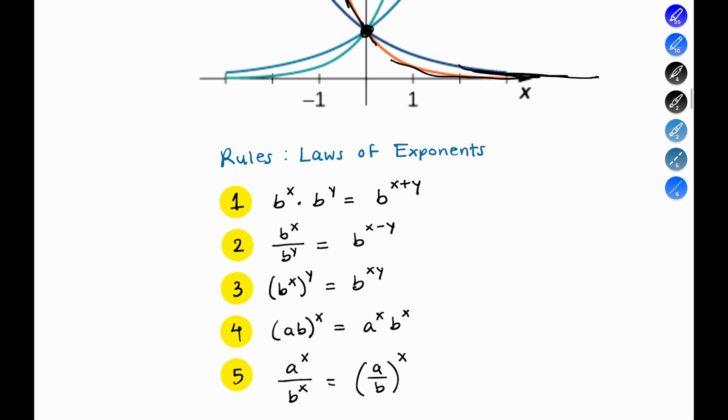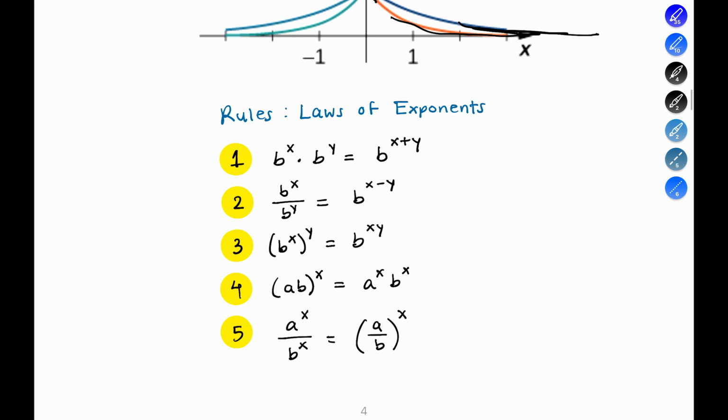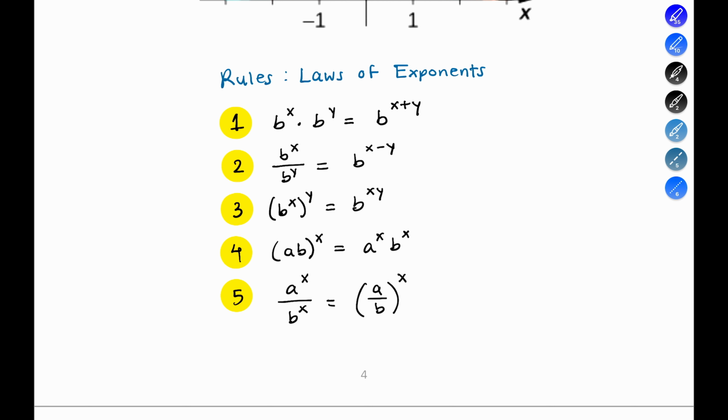So now let's take a look at the rules, or the laws of exponents. So all these rules are really important to know. And the first rule is that if you multiply b to the power of x times b to the power of y, it's the same thing as b to the power of x plus y. So for example, if we did 3 to the power of 1 times 3 to the power of 2, it would equal 3 to the power of 1 plus 2, or 3 to the power of 3, which is 27. And also, if we were to do this without this rule, it would just be 3 times 3 squared, which is 3 times 9, so that's also equal to 27. So it's just a handy way to solve it quicker.